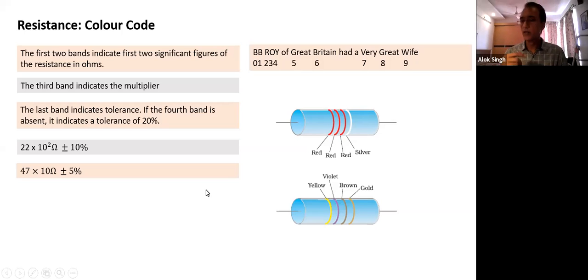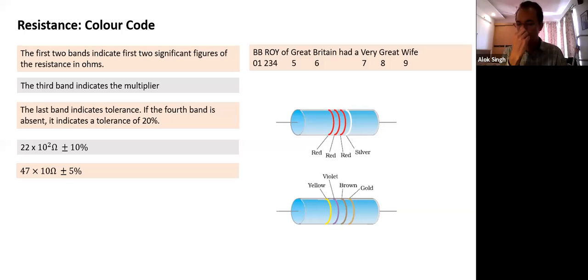I hope all of you understood why we use a color code: given the small size of a resistor, it's difficult to read the value. Hence, we use the color code. It may have 4 bands. We'll see later that the IP book has given 4 bands, and the NCERT book, which is the standard book. But sometimes in the exam, they have also given 5 bands.